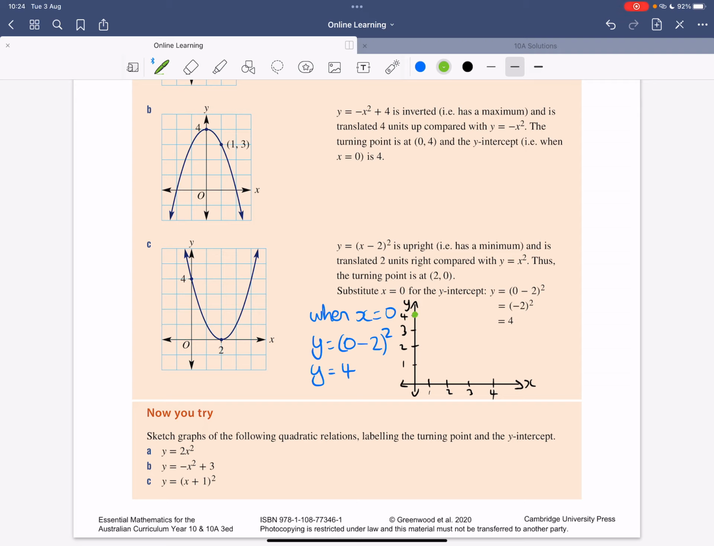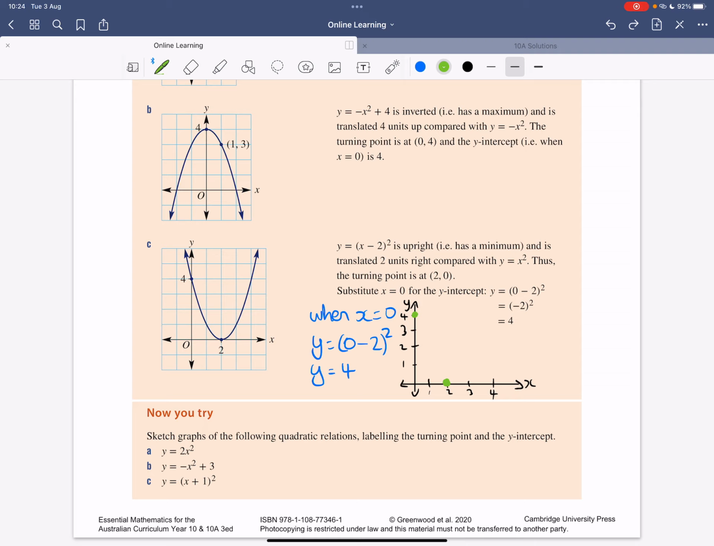What else we know is that because of this number here, the graph has been translated to the right 2 positions. So the turning point is going to be right here. Again, there's no number on the end like plus 4, so it's not going to be moved up. So the turning point is just going to be on the x-axis. So we have all the information that we need now. We just draw it. So draw a shape.